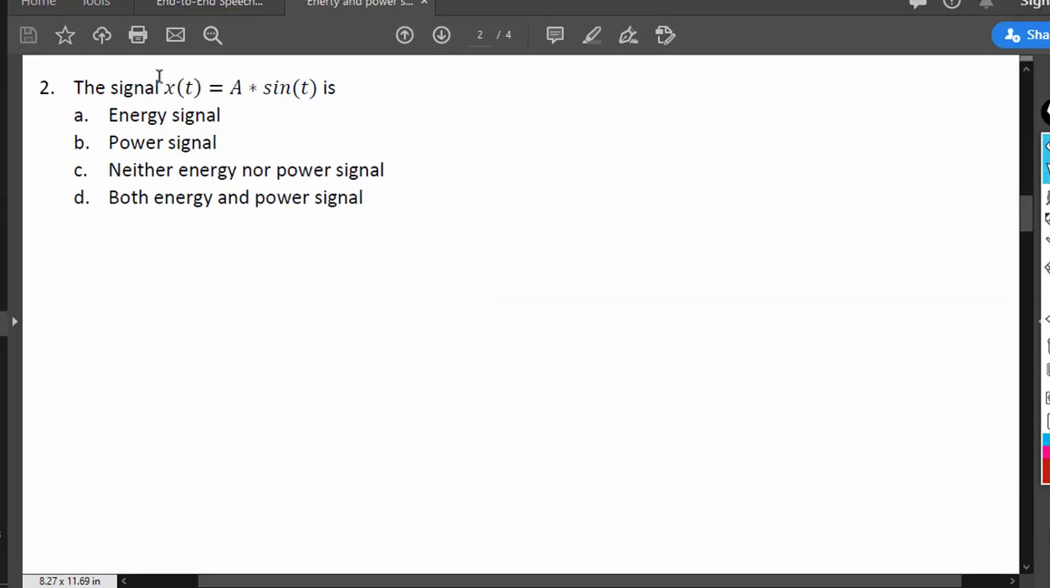The second question is: the signal x of t is equal to A times sine t. Is it option A, energy signal; option B, power signal; option C, neither energy nor power signal; or option D, both energy and power signal? As we discussed in question 1, if the signal is periodic, then it's a power signal. If it is non-periodic, mostly it will be an energy signal, right?